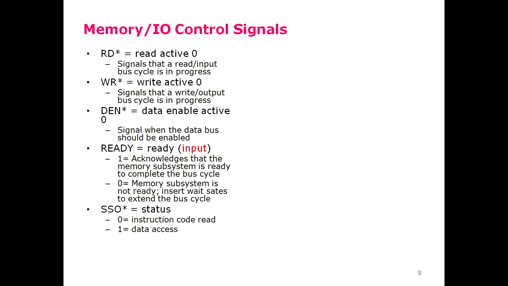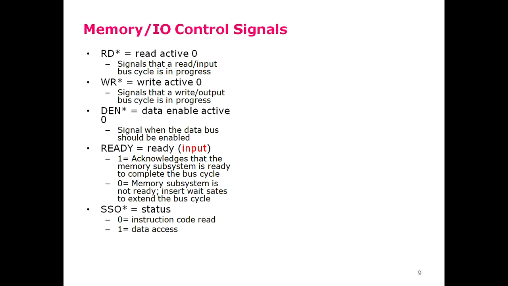Then there is another control signal called the write strobe. The write pin is active 0, and it signals that a write or output bus cycle is in progress. That means that the data is being written to a memory location or to an input and output device.